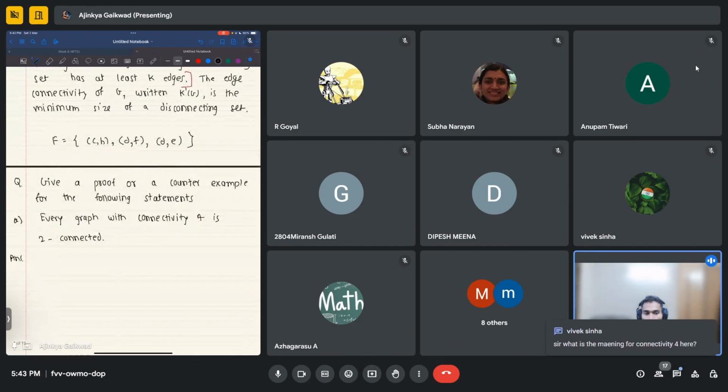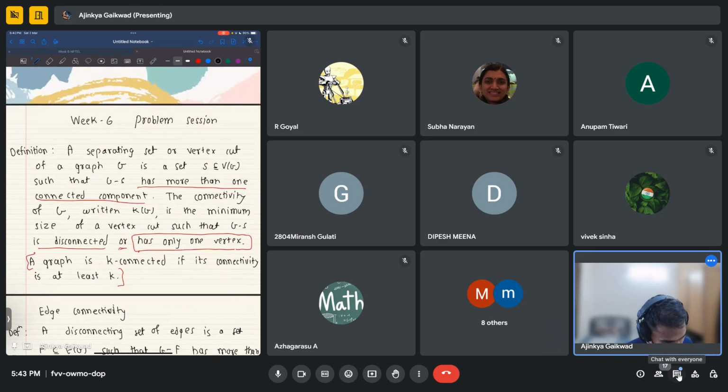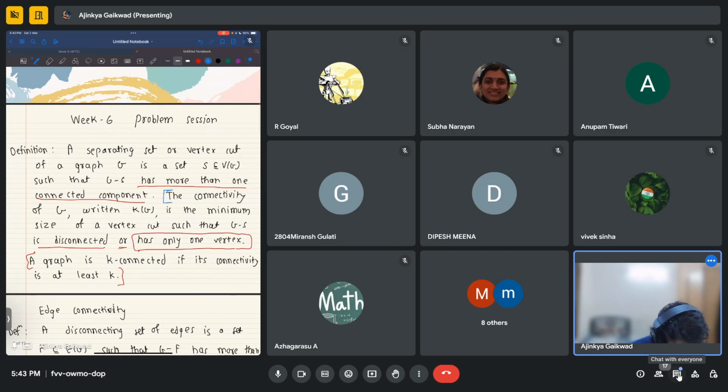Okay, so what is the meaning of connectivity 4 here? Let me show you the definition. So the connectivity of G, written kappa of G, is the minimum size of a vertex cut S such that G minus S is disconnected or has only one vertex. That means the minimum number of vertices required to delete from graph G to make it disconnected, or I'm left with only one vertex. So that number is called the connectivity of G.